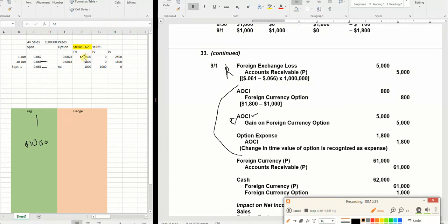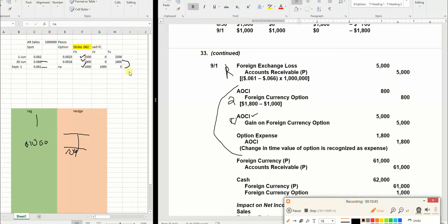Remember, it went from 2,500 to 1,800, and now I need to make it go down to 1,000. So my option, an option is an asset, so it's sitting at 1,800. I need it to go down to 1,000. So to do that, I need to credit my option by $800, so this is my second entry, and debit AOCI.